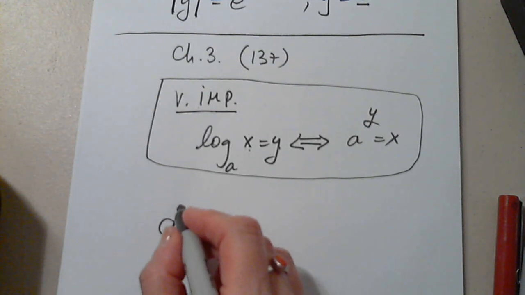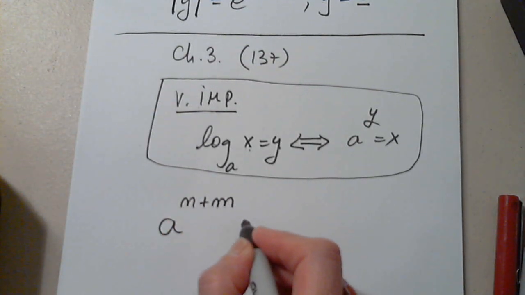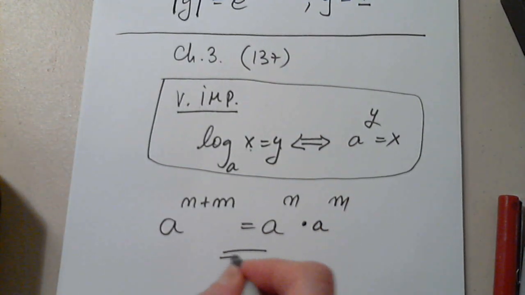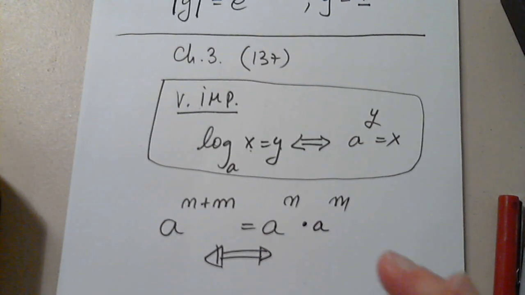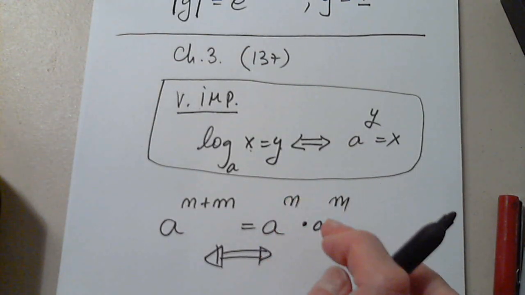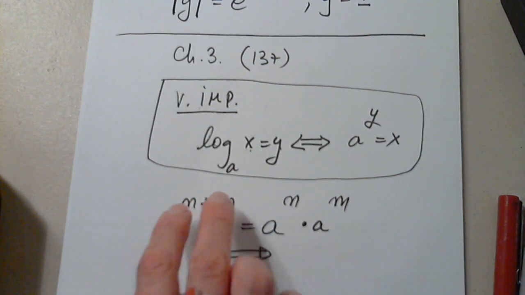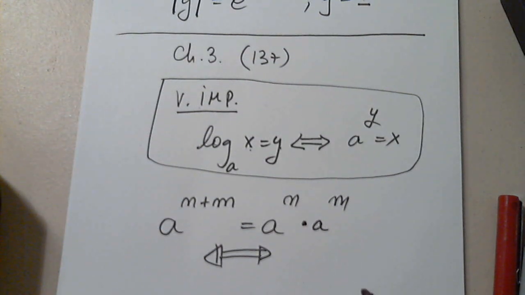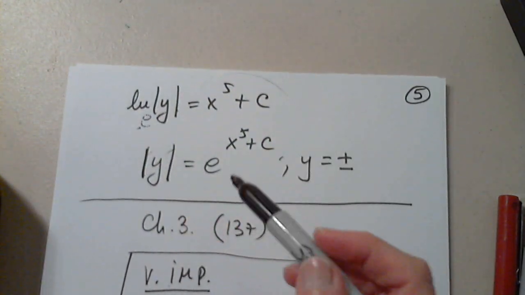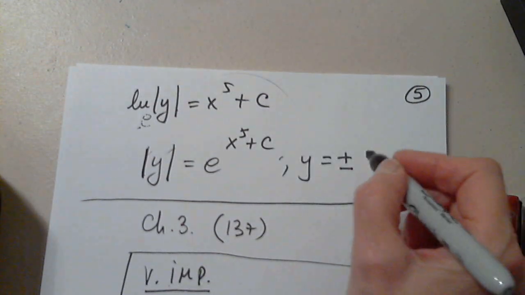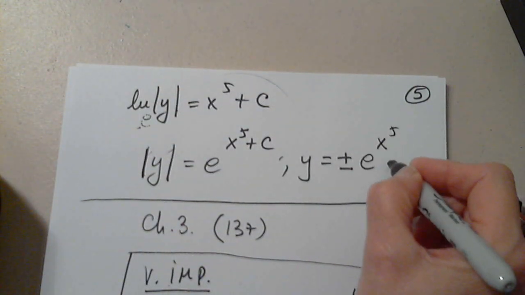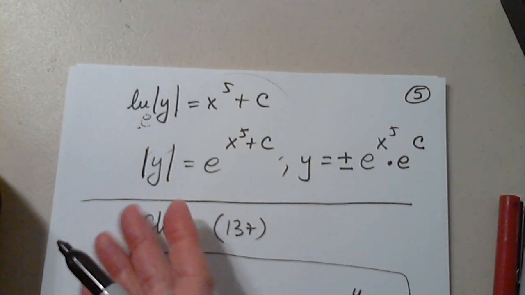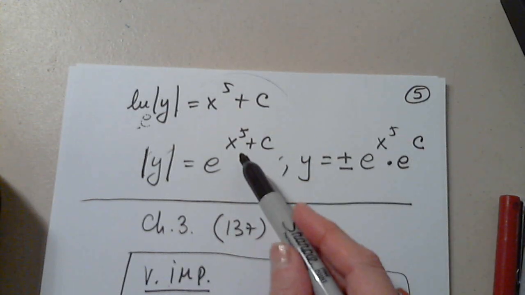If I have a to the n plus m, it's the same as a to the n times a to the m. They go both directions. 2 to the 3rd times 2 to the 4th, copy the base, add the exponents. But I can also go backwards and separate it into two factors. Same thing here. e to the a plus b equals e to the a times e to the b. If I want to go back, I copy the base and add the exponents.